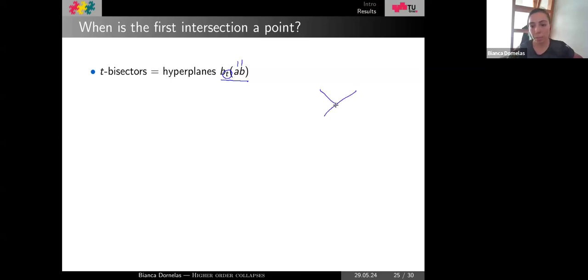So when we want the first intersection of two Voronoi cells, so again, I will draw that here, to be a single point, what we're saying is that we want the first intersection of all the bisectors in the boundary of those Voronoi cells to be at a single point. So we want that the first time some set of hyperplanes intersect, that intersection is a point. But that's, of course, a very strong condition. So we can think that we don't need all of that.